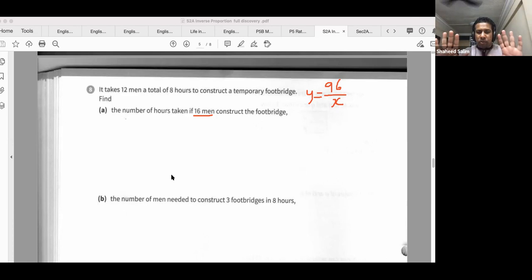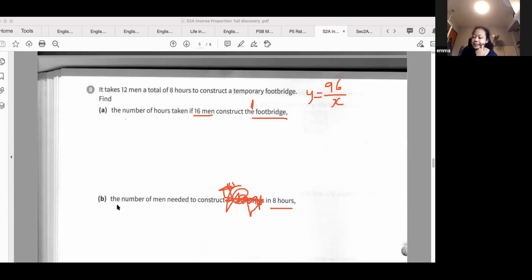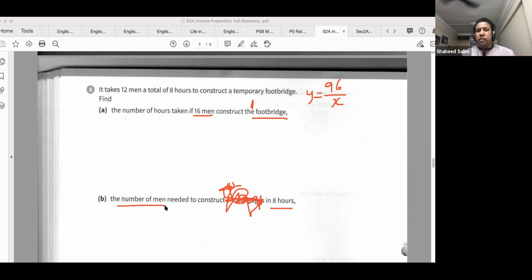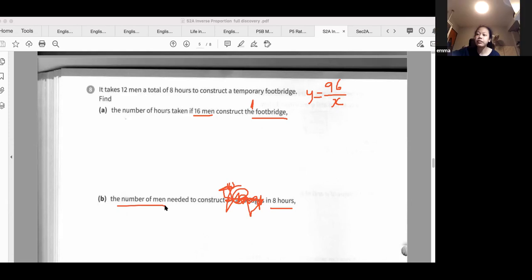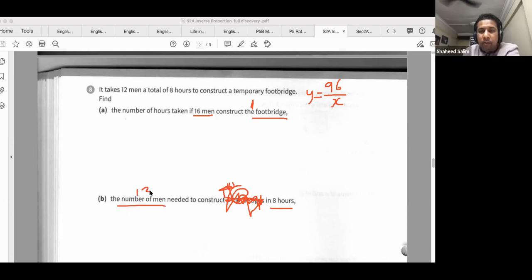Okay, stop. Hold on. Do it for 1 footbridge. This one is for 1 footbridge, right? So ignore this 3 first. You have the time here. Time is x or y? Y. So if you want to find x now, you substitute first. 12 hours. So 12 men. You're finding 12 men. So actually this one is 12 men, 8 hours.